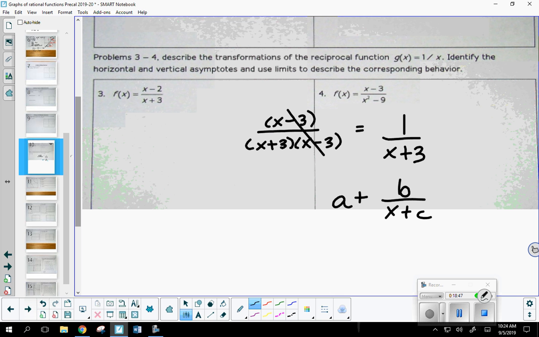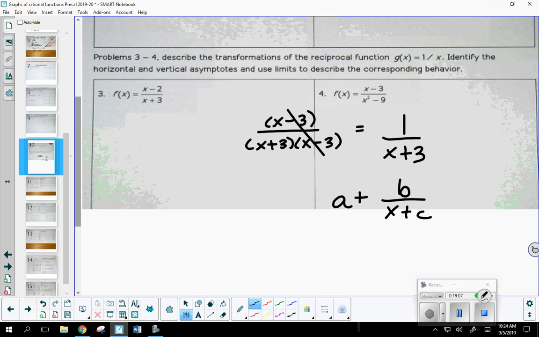Did you need me to finish up that problem, or? Okay. Now this guy does have a what? He has a hole because we had a group that canceled. The hole would occur at 3 because 3 minus 3 is 0. Okay, good. Good questions. What else?